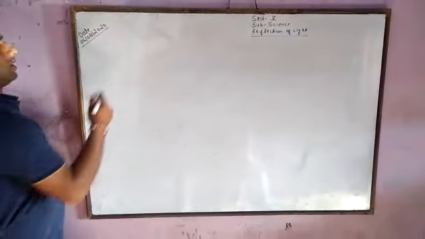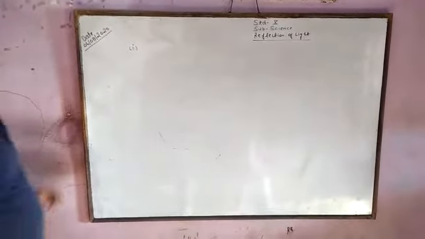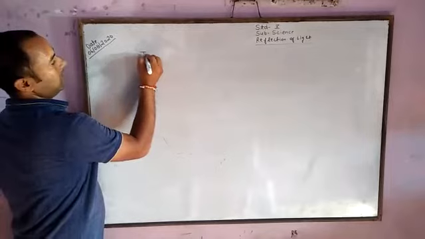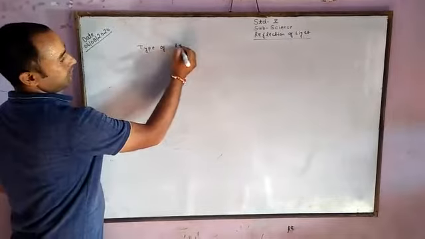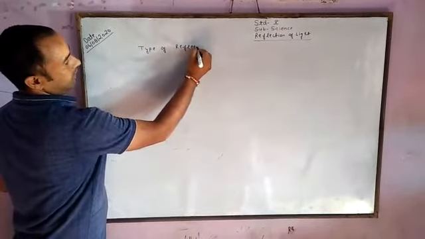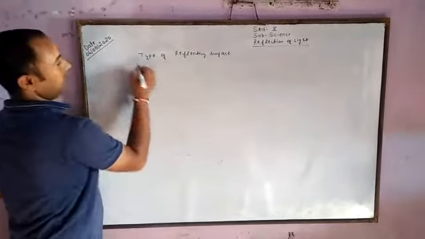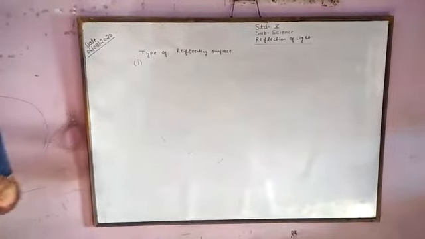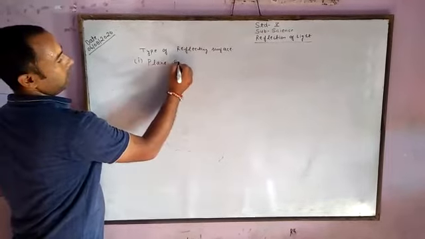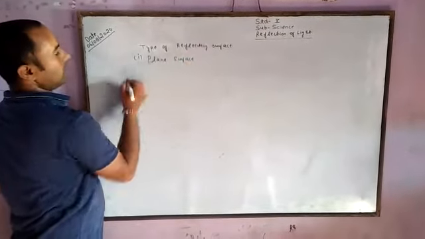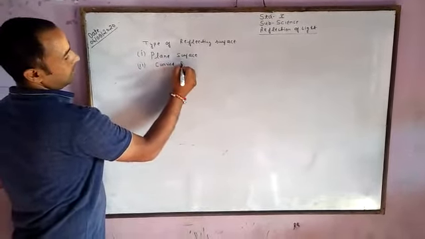So first we have to know what type of surfaces there are. There are two types of reflecting surface. The first reflecting surface is the plane surface, and the second is the curved surface.